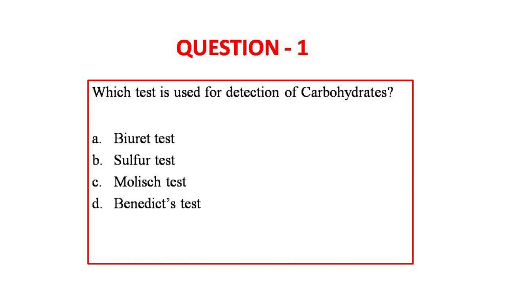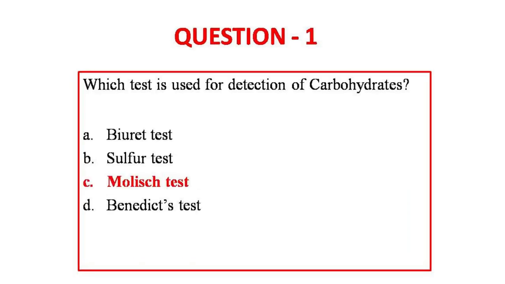We're going to see some questions and answers from biochemistry. So moving on to question number 1. Which test is used for detection of carbohydrates? They've given us 4 options: Biuret, sulfur, Molisch and Benedict's test. So the answer to this question is Molisch test.